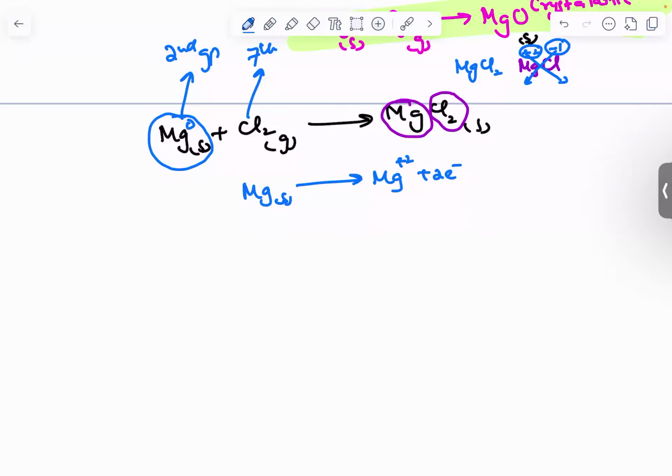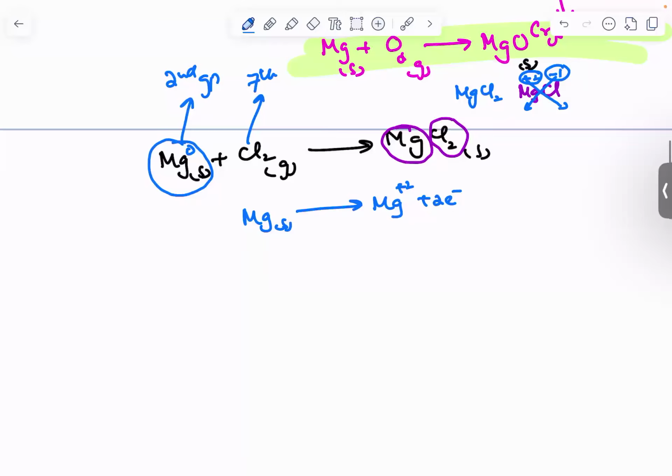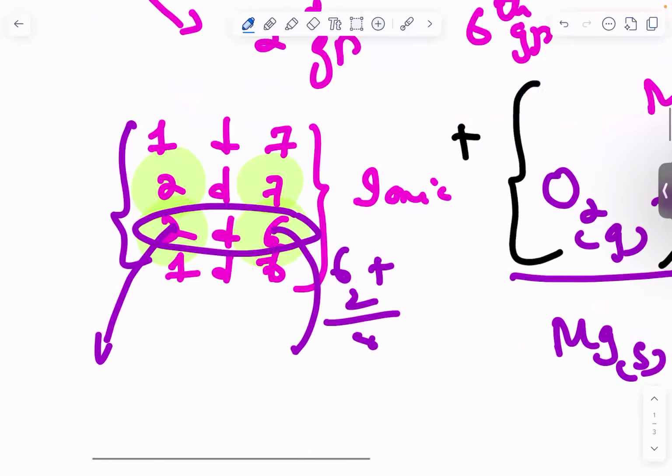Magnesium solid, change. Just a little bit above. You know how you wrote the ionic bond between the groups, 2 and 7? How is that possible? It is possible.